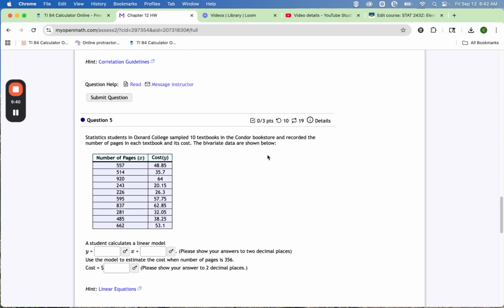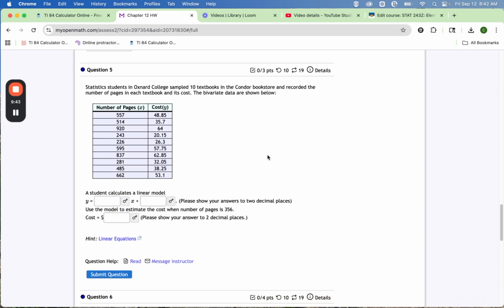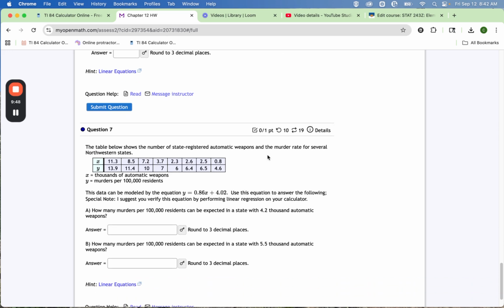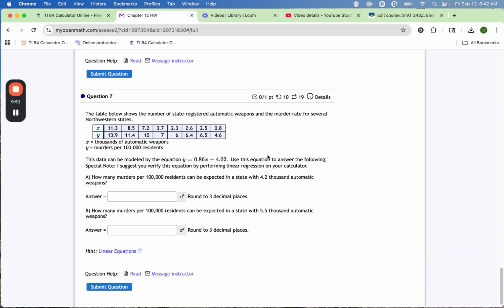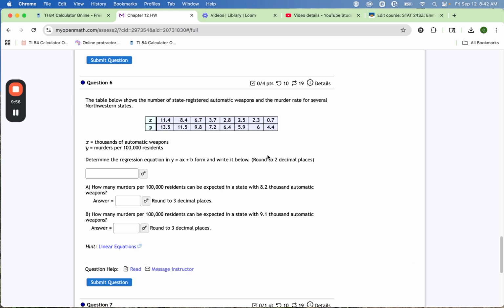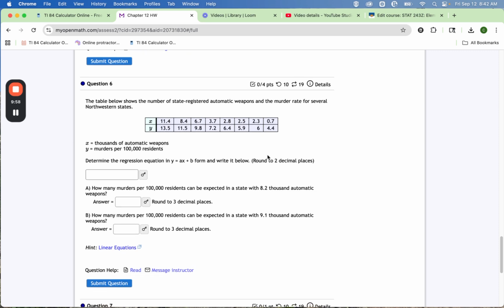Moving on. So, statistics students, what are we doing? We are doing just regression analysis on all 3 of these now. All right, let's do one of these 3. Let's do 6. The table below shows the number of state-registered automatic weapons and the murder rate for several northwestern states. X is thousands of automatic weapons and Y is murders per 100,000 residents. So I want to determine the regression equation in Y equals AX plus B form and write it below.